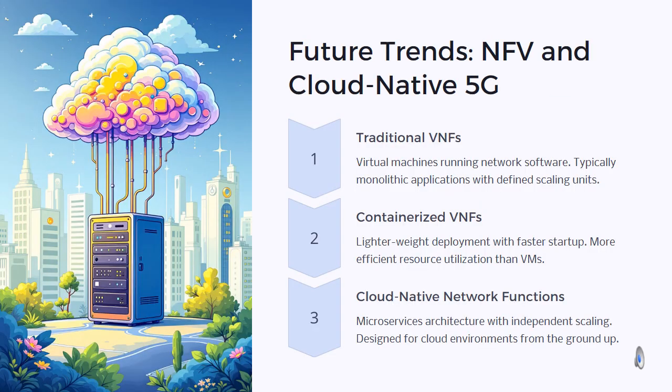The next evolution of NFV is Cloud-Native Network Functions, CNFs. Instead of using virtual machines, CNFs run in containers, making them more efficient, scalable, and lightweight. For example, traditional VNFs are like large software suites that take time to install, while CNFs are like modular microservices that can be deployed instantly. This cloud-native approach will be key in making 5G faster, more automated, and AI-driven.